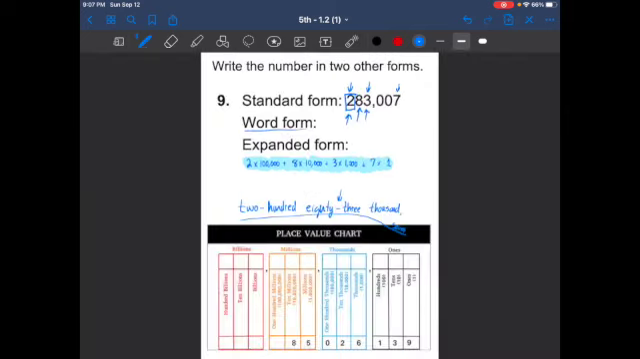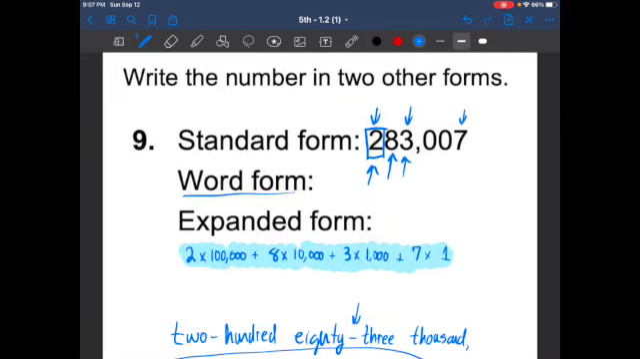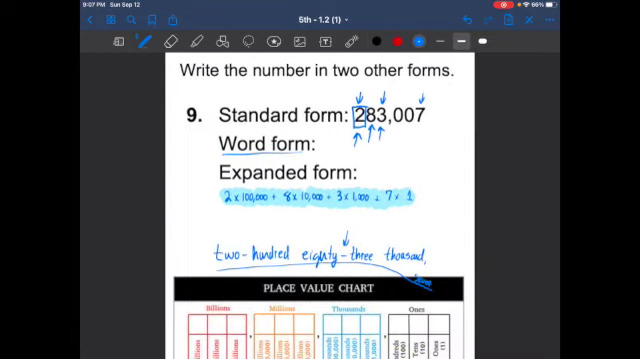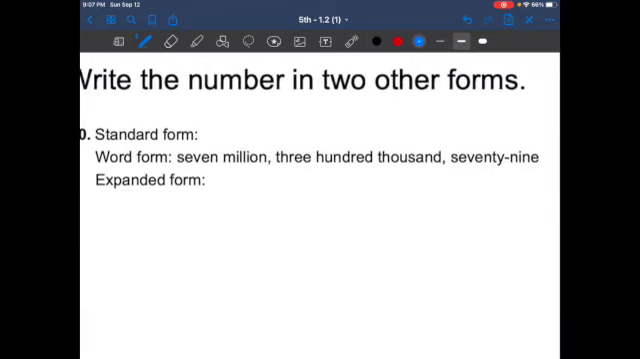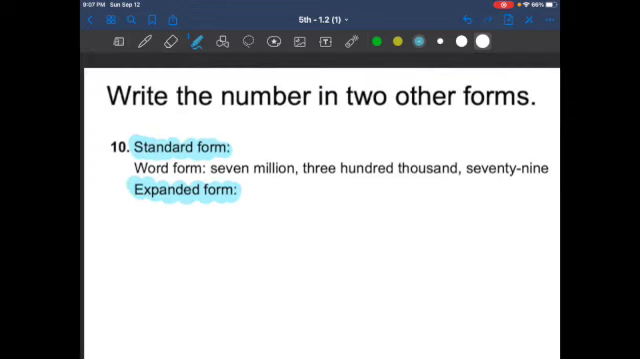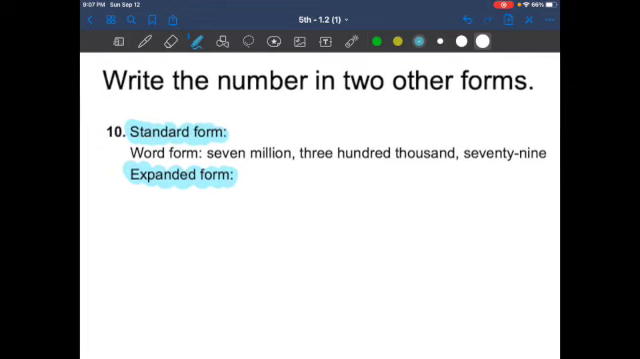All right, let's try another one. Also, by the way, you guys, don't forget, you have to write all of this down. Okay, let's try another one. Number 10. It looks like we got 3 more questions left. So we need to write this one in standard form and expanded form. So let's take a look at this question. Number 10. So standard form.